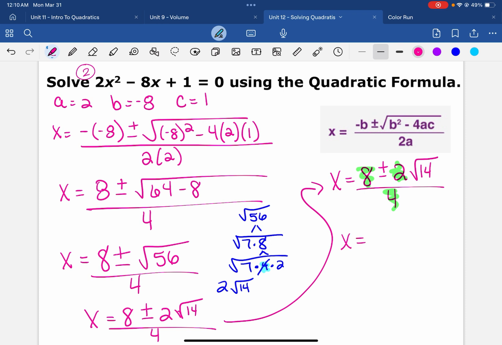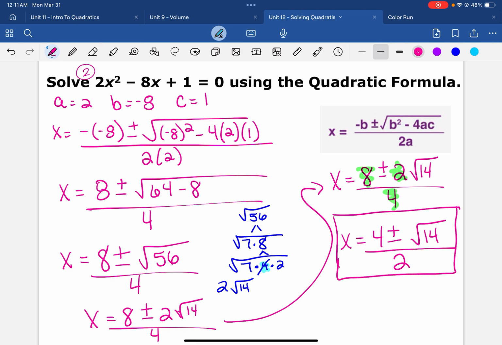So 8 divided by 2 is 4, plus or minus 2 divided by 2 is 1. I really don't need to write that 1 right here. That's just imaginary, but it's not needed. Just kind of like writing 1x is not needed. So 4 plus or minus the square root of 14 all over, take that denominator, 4 divided by 2 as well, is equal to 2. There is my final answer in simplified radical form.